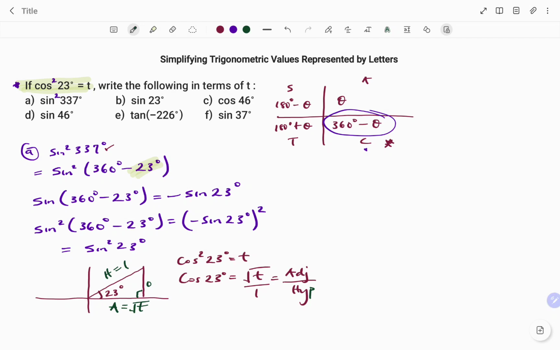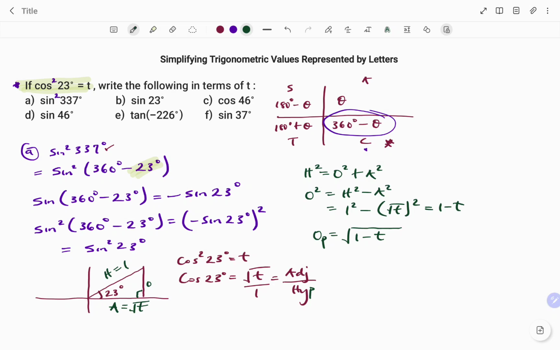The next step is to find opposite. To find my opposite value, I'm going to use Pythagoras theorem because that's a right angle triangle. For my Pythagoras theorem, I have hypotenuse squared equals opposite squared plus adjacent squared. Making opposite the subject of the formula, I have opposite squared equals hypotenuse squared minus adjacent squared, which equals 1 squared minus root of t all squared. Therefore, finding the square root of both sides, my opposite is equal to the square root of 1 minus t. So I'm going to put that here: opposite equals square root of 1 minus t.